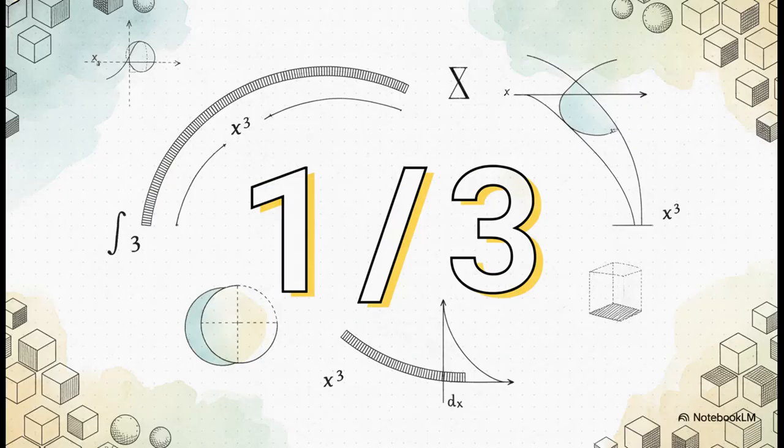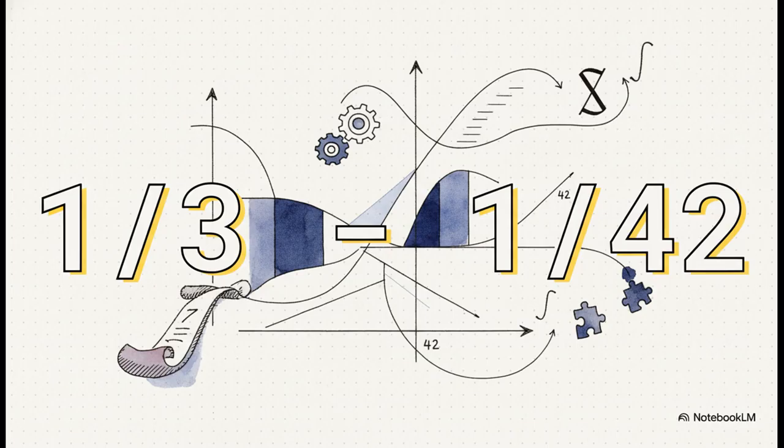So let's start approximating. If we only take the very first term of our integrated series, that's the x cubed over 3, and we evaluate it from 0 to 1, we get 1/3. So that's our first guess. It's a little rough, but it's a start. But hey, we can do better, right? Let's add the second term into the mix. So that integrated second term was x to the 7th over 42.